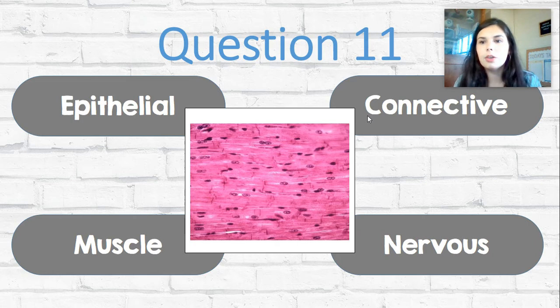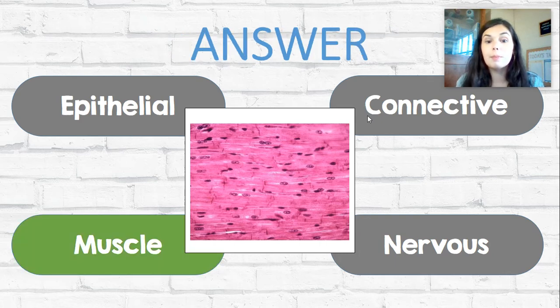Okay, have your finger or your mouse hovering over the answer. 3, 2, 1. It's muscle tissue, okay? Remember, there are 3 different types of muscle tissue and they all look slightly different. So I could have put a picture of any of those, but it still would have been muscle tissue. I think this one is the image of skeletal tissue, but I'm not sure. I don't remember.